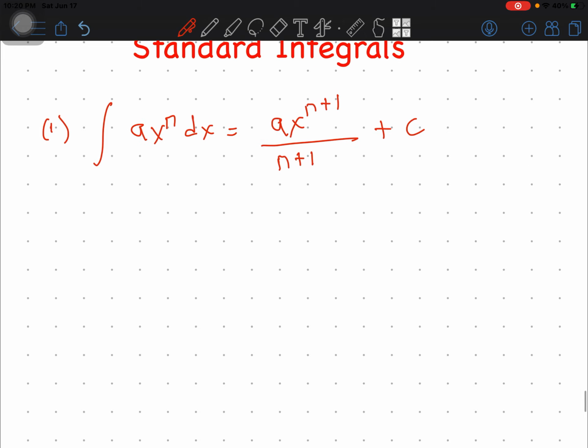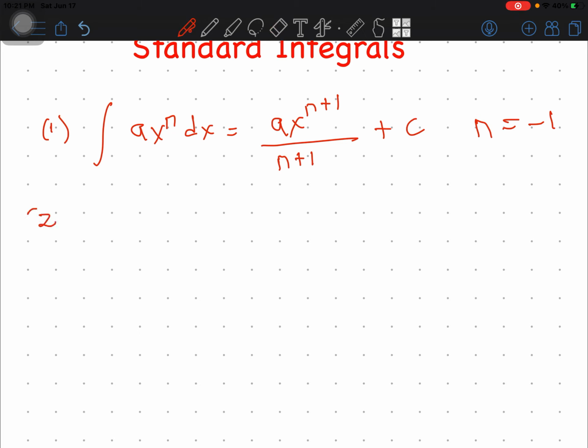Except when n is equal to negative 1. So if n is equal to negative 1, please, you don't use the power rule for it. That comes to deal with the log. That's where you are going to get the log x. So take very good note of it.